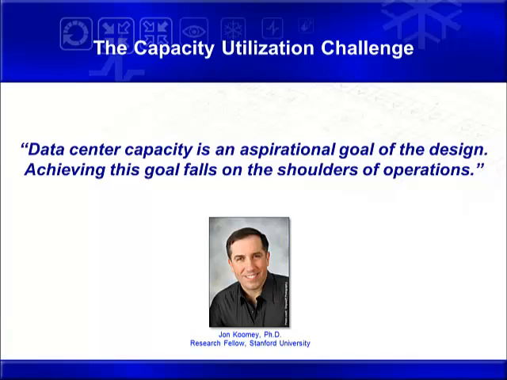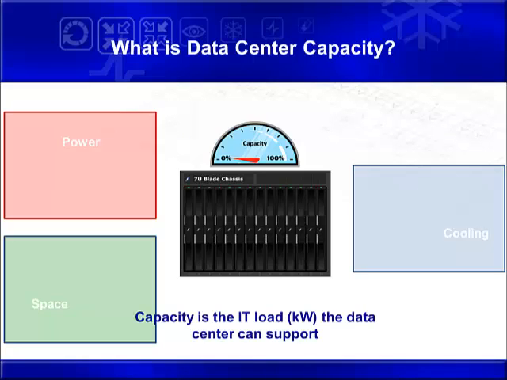A good way to start the presentation is with this quote from Dr. John Koomey, a research fellow at the Steyer-Taylor Center for Energy Policy and Finance at Stanford University. He says data center capacity is an aspirational goal of the design. Achieving this goal falls on the shoulders of operations. Lack of awareness for this fact about the data center is one of the main reasons for the data center capacity performance problems we see today.